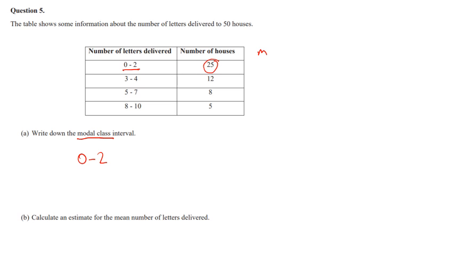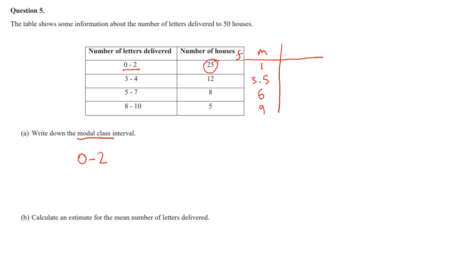So I'm going to add a column in called M for the midpoints. So the number of letters from 0 to 2, the middle of that would be 1, 3 to 4 would be 3.5, 5 to 7 would be 6, and 8 to 10 would be 9. I'm going to label this number of houses as being F for frequency.